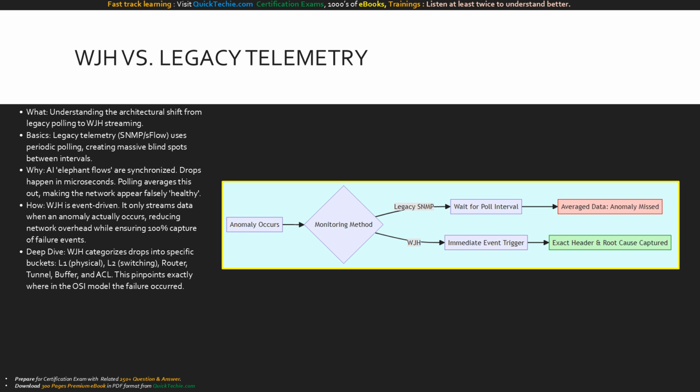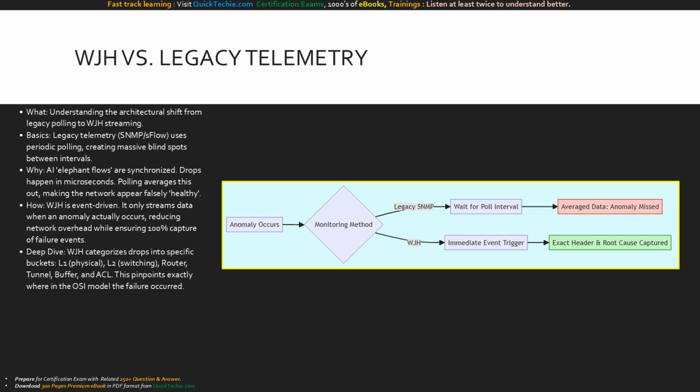Polling averages the utilization over minutes, making your congested network look falsely healthy. How WJH operates is entirely event-driven. It sits silently until an anomaly happens, and then immediately fires off an alert. As we see in the deep dive, it categorizes these alerts. It tells you if the drop was a Layer 1 physical issue, a Layer 2 MAC issue, a routing failure, a buffer overflow, or an ACL block. You know exactly where to look.